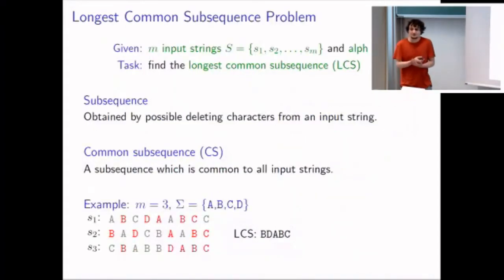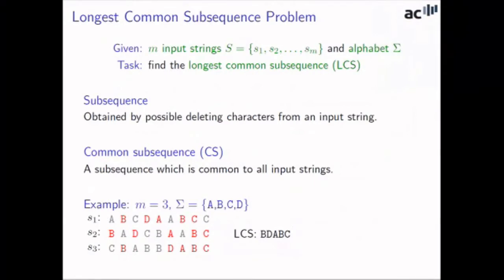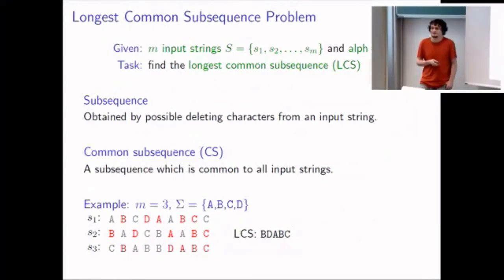Okay, so what is the longest common subsequence problem? For this problem, we have given m input strings, which are defined over a finite alphabet sigma, and we want to find the longest common subsequence. So what is a subsequence? A subsequence is a string that can be derived from an input string by deleting 0 or more characters from it. And a common subsequence is a subsequence which can be derived from all input strings. So in this small example with 3 input strings, we see that the common subsequence BDABC is indeed a common subsequence because we can derive it from all 3 input strings. And in this example, this subsequence is also a longest common subsequence.